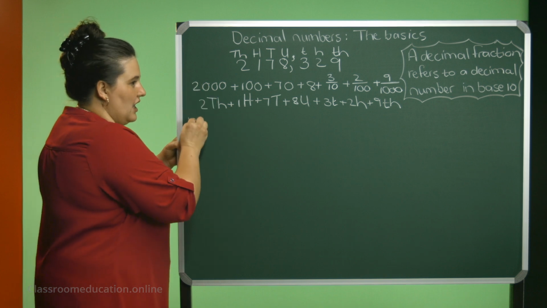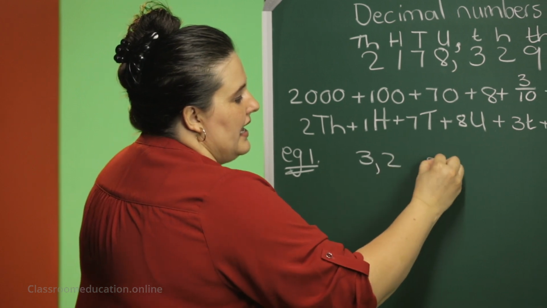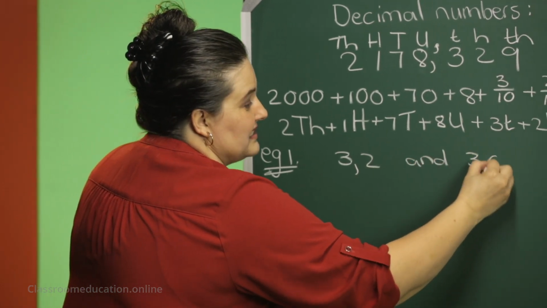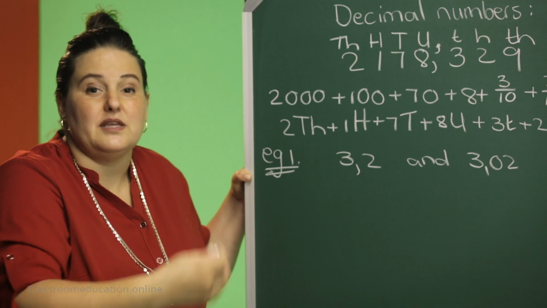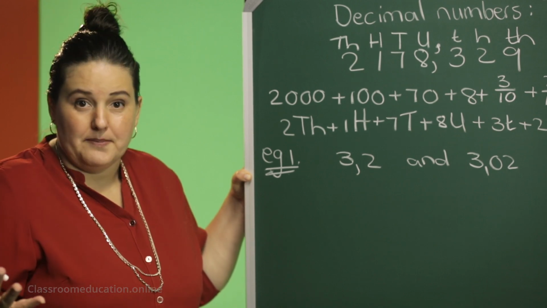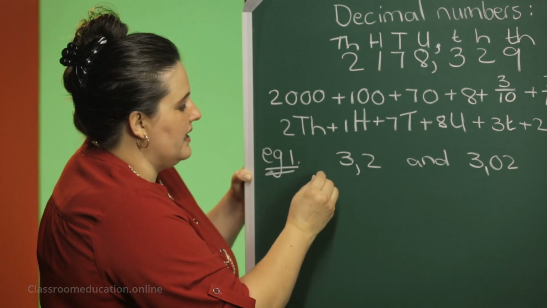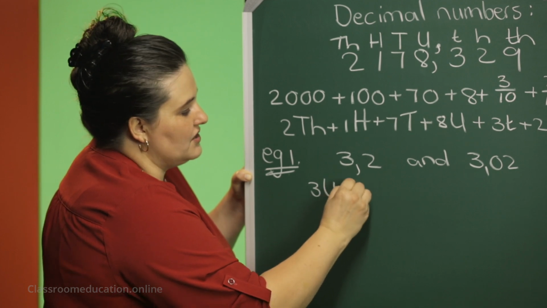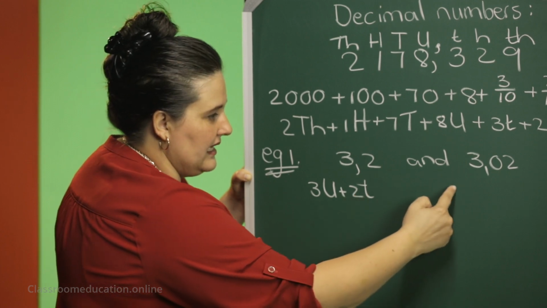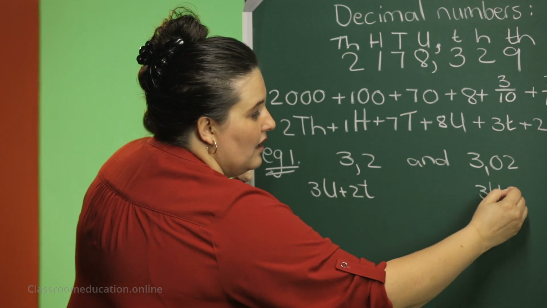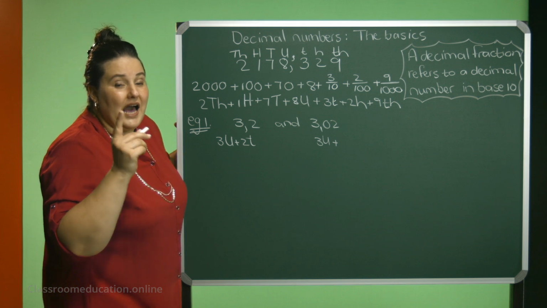If I give you an example that says 3,2 and 3,02. Which one will you know is the bigger value or is the bigger number? How do I compare? We can first write this in expanded notation. So this will be 3 units plus 2/10ths. Okay? Here I will have 3 units plus 0/10ths plus 2/100ths.